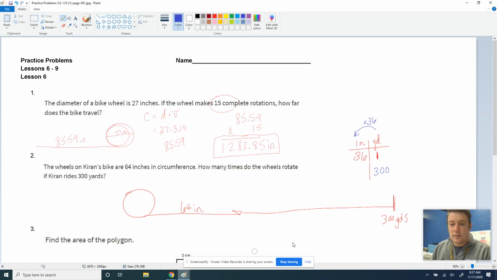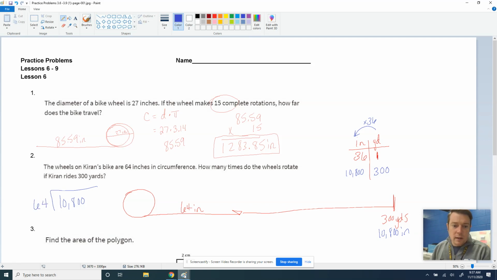Yikes. 10,800, man, that's a lot of inches. And every rotation, it's going to go 64 because that's the length of the circumference. So if I want to go this far, 10,800 inches, and every time it spins, it goes 64 of those, then this is a straight up division problem. We need to do 10,800 divided by 64, and that will tell us what our answer here is.